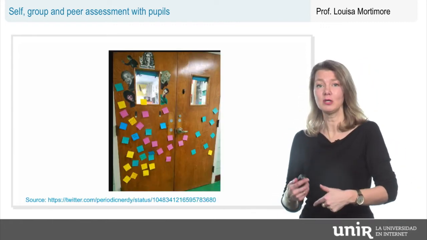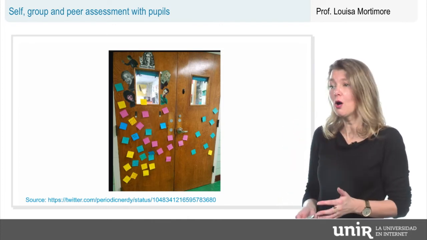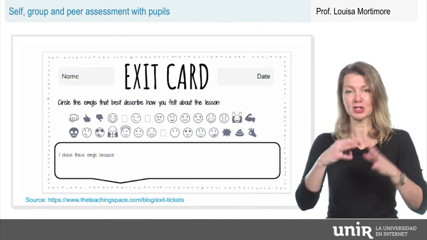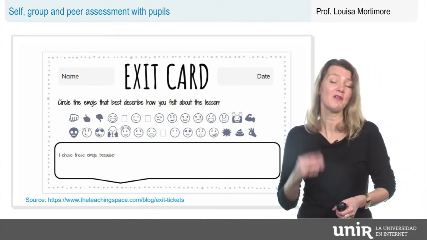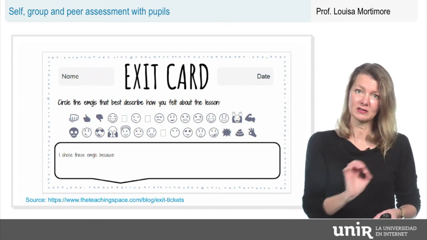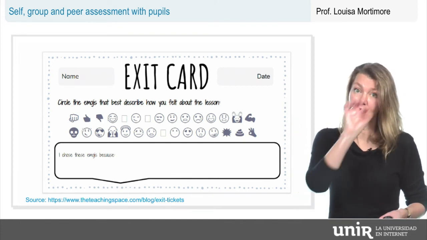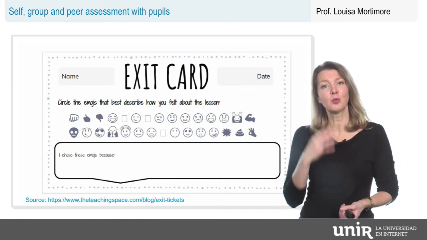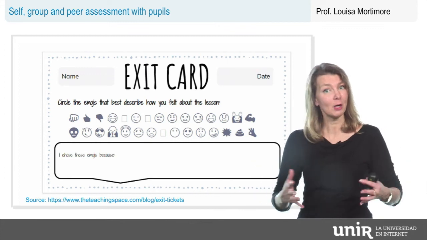Exit slips are really, really useful, and they can be used in the form of a quick post-it, or an exit card that you prepare in advance. This again uses emojis and emoticons, so it's very easy to understand with a minimum amount of language, very visual, and they quickly jot down or circle the emoticon or emoji that applies to them, and then they can write a quick note of observation. Exit slips are a very quick thing. It's when you want to gauge the temperature of learning, how people are feeling about this.